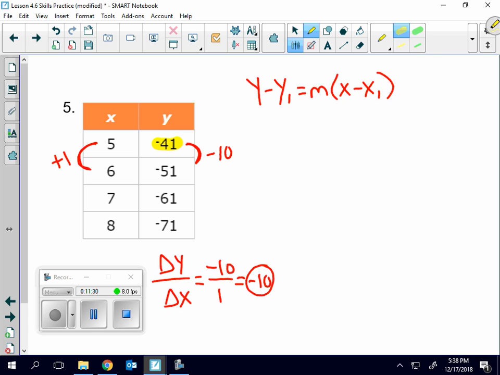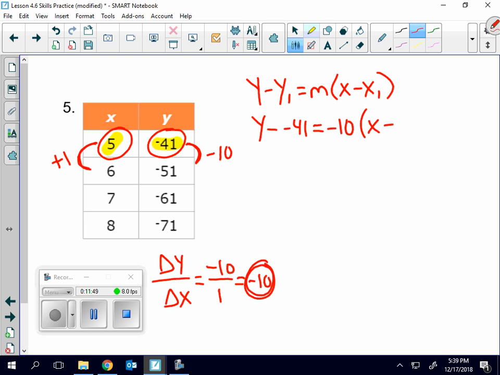So here's my y1 and my x1. So it's y minus y1, which is a negative 41, equals the slope down here, negative 10, times x minus 5. Okay, I'm going to fix this first right here. This double negative becomes a positive 41. Okay, I'm just rewriting the rest.